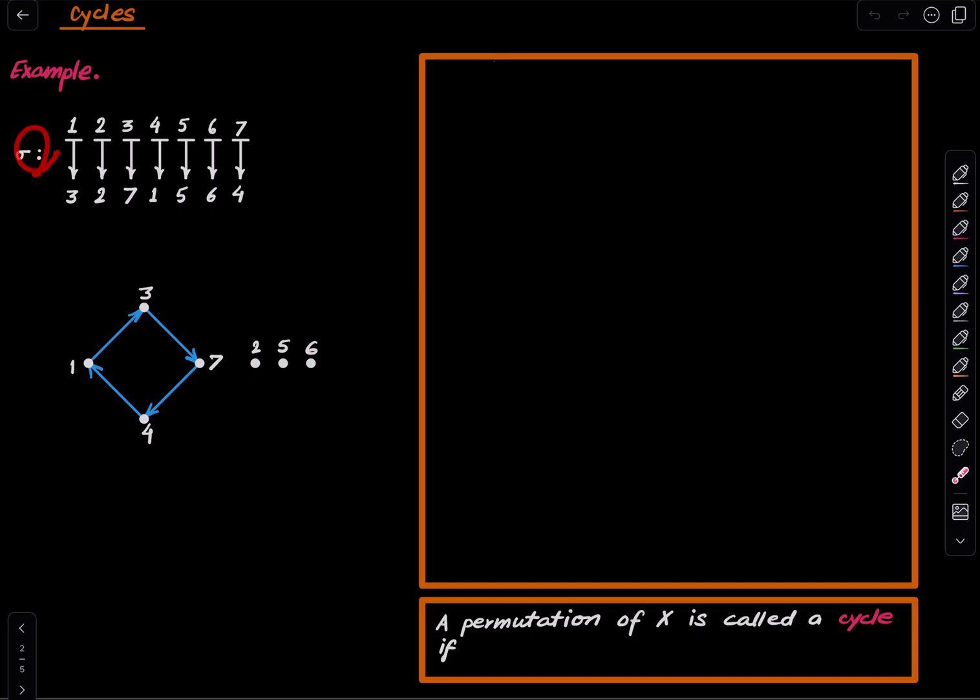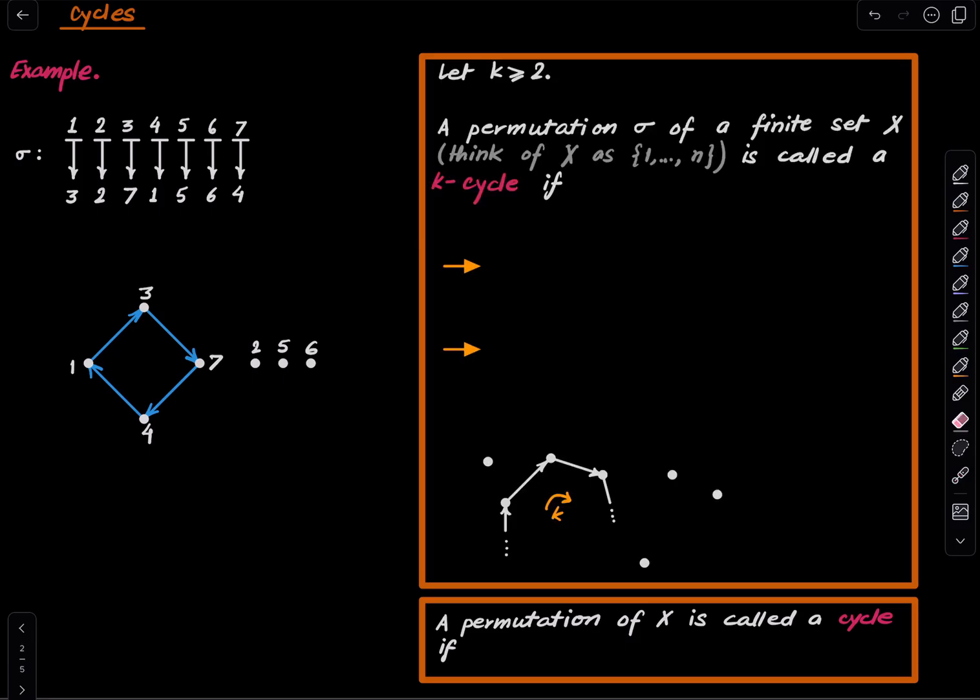You are given a permutation, make its digraph. If you witness only one non-trivial cycle, you declare the permutation itself as a cycle, and the length of the cycle is also a parameter we want to record with sigma. So formally, suppose we have some positive integer K, at least 2. A permutation sigma of a finite set X is called a K cycle if there is a cycle of length K in the digraph of sigma.